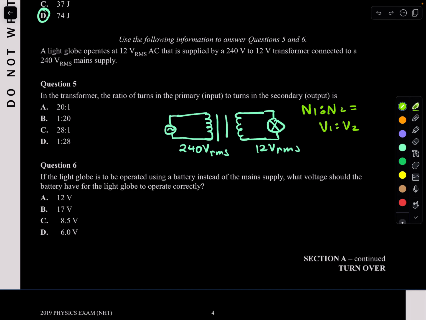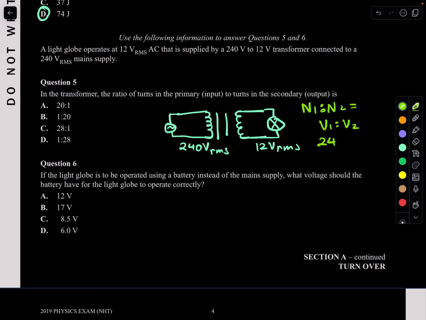So V1, which is the voltage in the input, which is 240 in this case, and V2 is the output, which is 12 in the transformer, which is a 20:1 ratio. Nice and easy. I believe this actual question was in last year's exam. I think it was 2018. Yeah, multiple choice section. So this is one of the most common questions you'll get, and it's very, very easy.